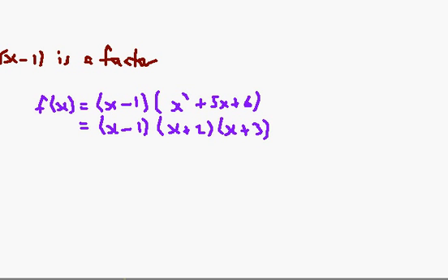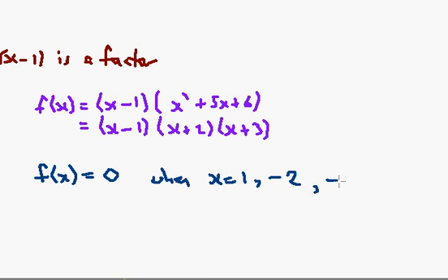Last but not least, we need to solve it. So f of x is 0 when x is equal to 1 in that bracket, x is equal to minus 2 from this bracket, and x is equal to minus 3 from this bracket.